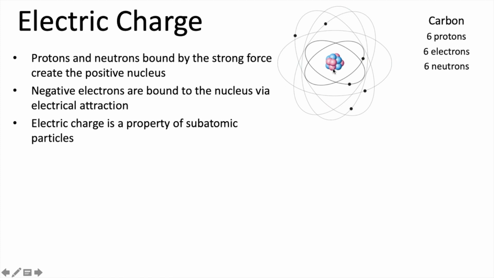The neutrons are chargeless particles that help to glue the protons together, or call it they are bound by the strong force. And the other particle, electrons, form these orbit-like structures, but they're actually in the form of clouds surrounding the nucleus. And the electric charge is the property of these subatomic particles like protons and electrons.